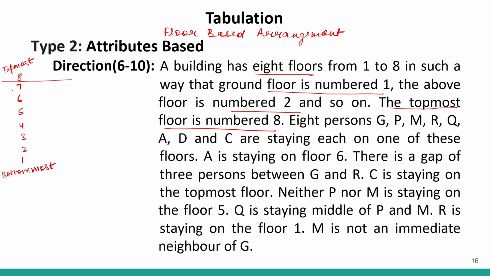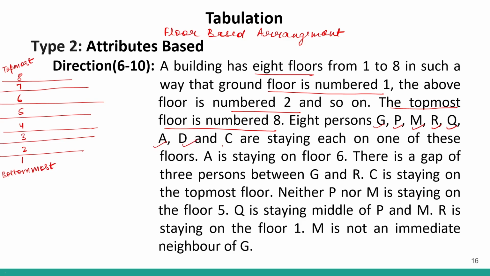Now, we have 8 different people, correct? Now, let us look at the question. The 8 people that are staying are G, P, M, R, Q, A, D and C. So, these are the 8 people living in these 8 floors. They are staying each on one of these floors. So, each person stays on one floor. Correct? Now, the data simply says A is staying on floor 6. So, I can simply keep A over here.